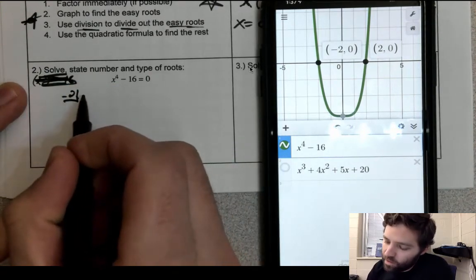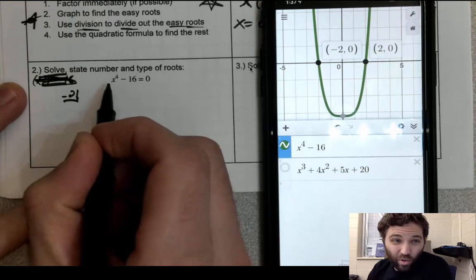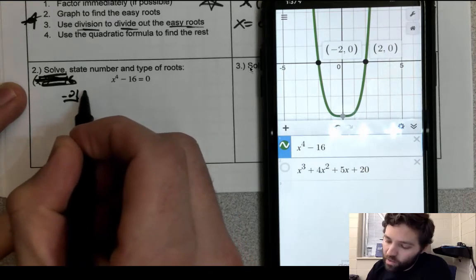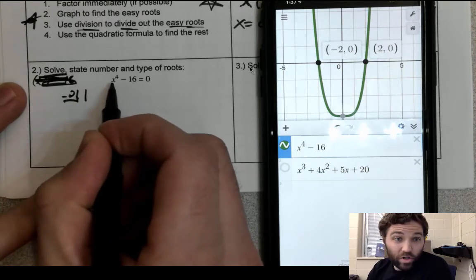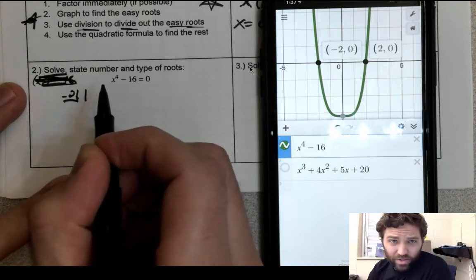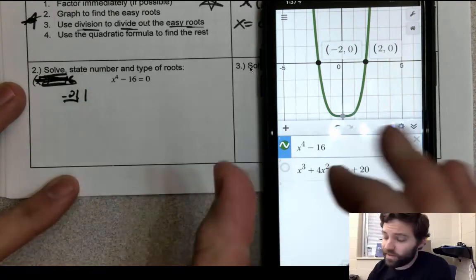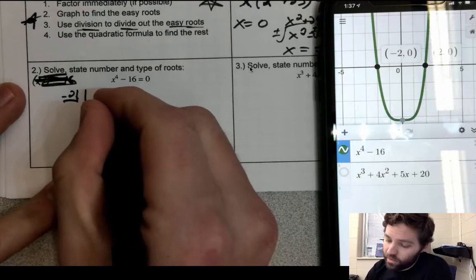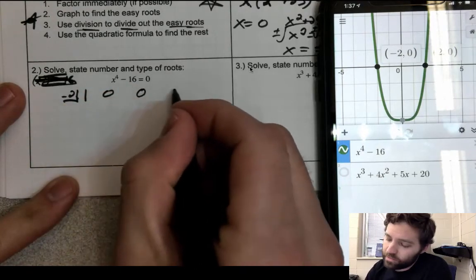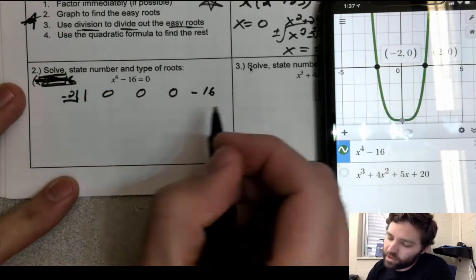Okay, so negative 2, and then I got to be careful though. It's 4th power, and so there's a 1 in front of the 4th power, but there's no cubed term. There's no second power term. There's no 1 power term. So I have to have zeros to represent all of those, or as placeholders. And then negative 16 for the last one.